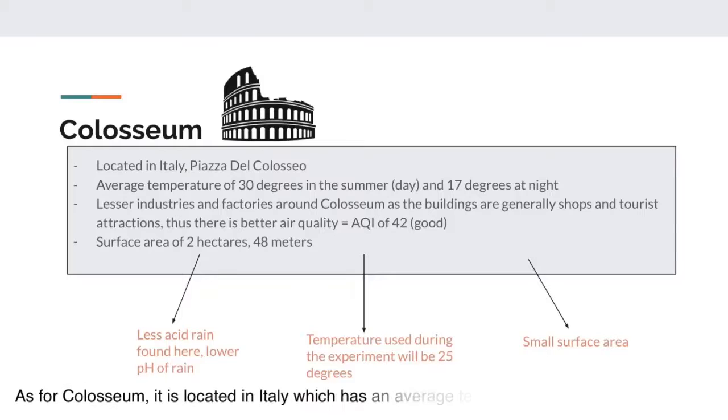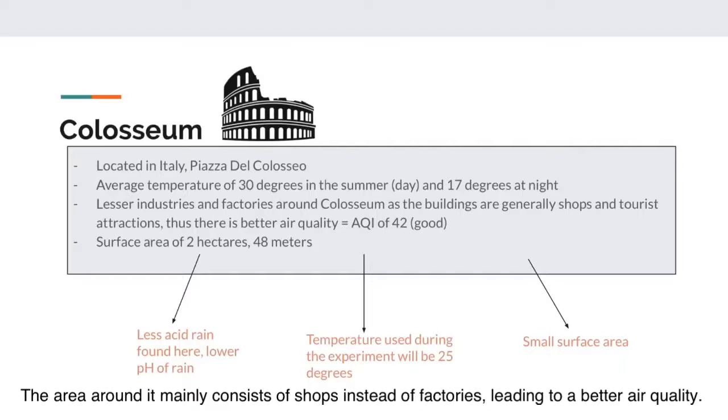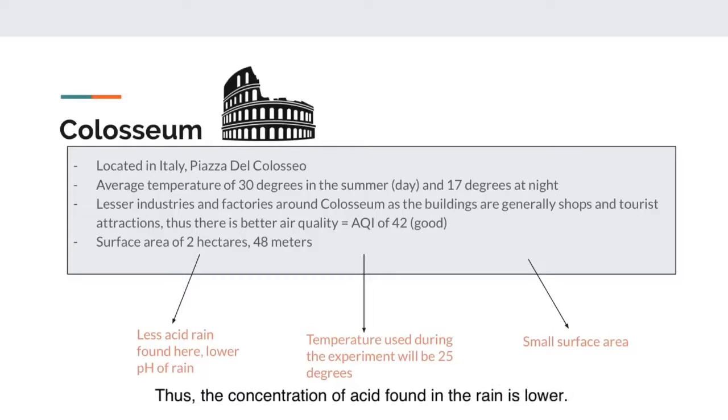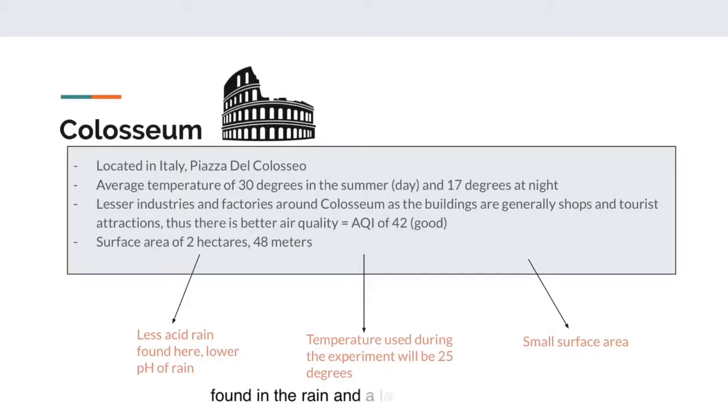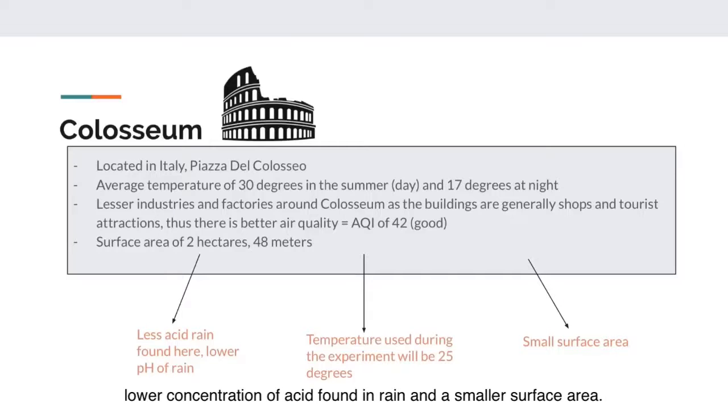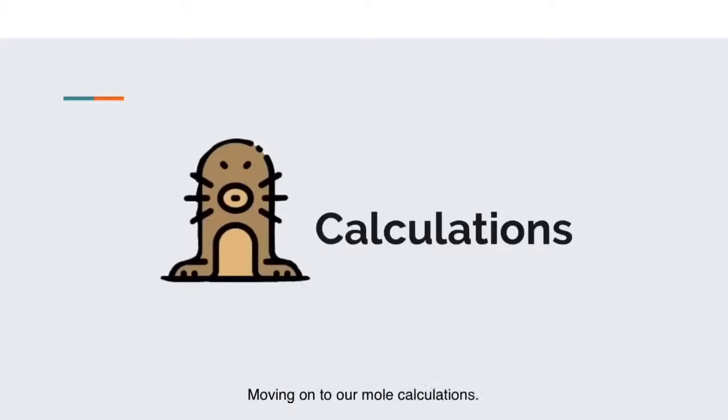As for Colosseum, it is located in Italy, which has an average temperature of 25 degrees Celsius. The area around it mainly consists of shops instead of factories, leading to a better air quality. Thus, the concentration of acid found in the rain there is lower. It also has a smaller surface area of 2 hectares. To sum it up, Taj Mahal has high temperatures, high concentration of acid found in the rain and a large surface area, whereas Colosseum has relatively low temperatures, low concentration of acid found in the rain and a smaller surface area.